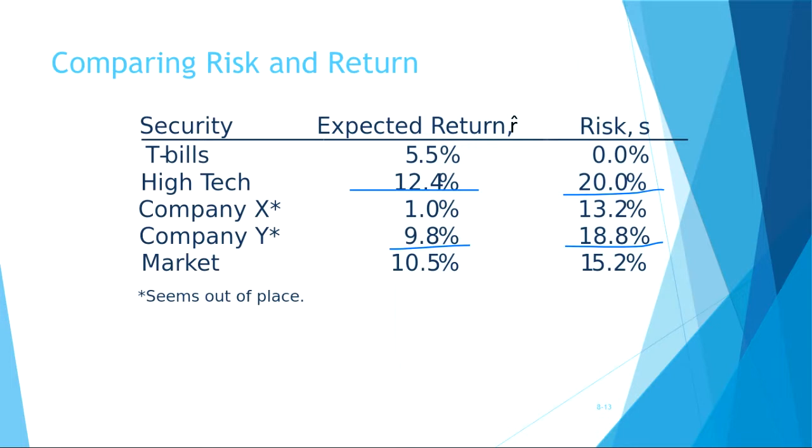So forget about the T-bills. You want to take risk, assume. So out of these 4 companies, high-tech, company X, company Y, and market, do you want to invest in company X? Obviously no, because the expected return is 1% with a 13.2% risk. So that's why it's out of options. So what about company Y? Do you want to invest in company Y? Again, no, because the market itself offers you a high return, 10.5, with a low risk, 15.2, right? So it's not an option. So company X and company Y, these 2 stocks are not an option, right?